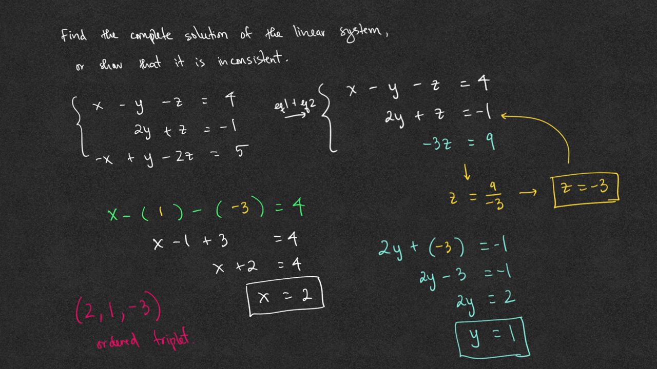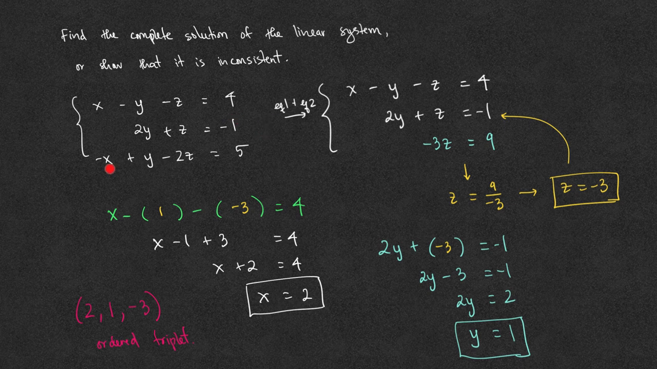The first equation, x is 2, y is 1, z is negative 3. So this is 2 minus 1, which is 1. 1 minus negative 3 is positive 4. The first equation checks out. The second equation, 2 times 1, which is 2, plus negative 3, which is negative 1, checks out.